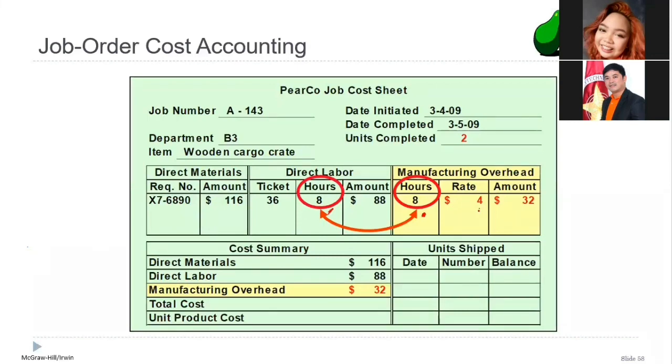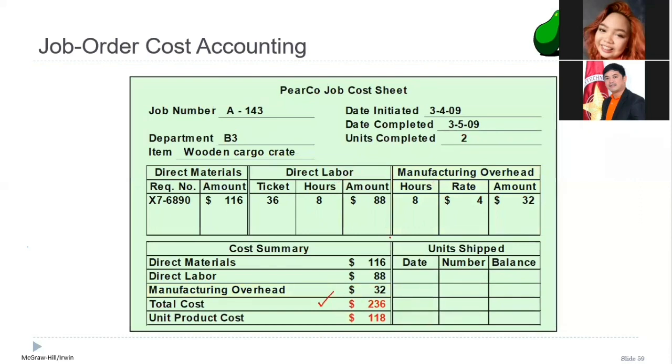What rate did we compute? The predetermined overhead rate, our POHR. The product would be your overhead, and that would be added here below. Okay. And after that, if we are done and have nothing more to do with job A143, it is finished, we will get the total cost of your product.